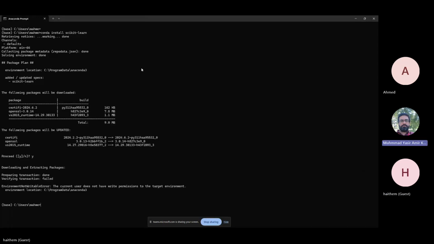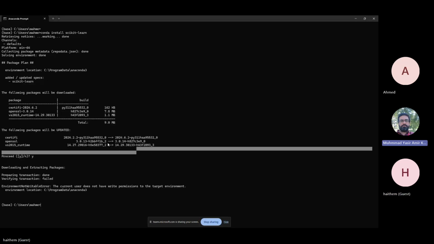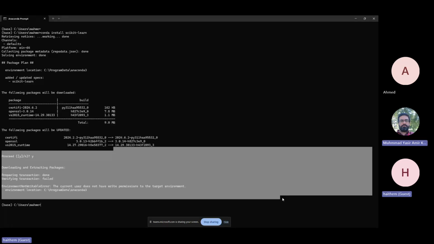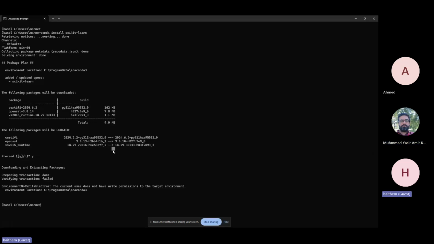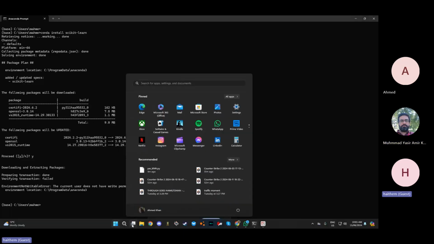Okay, now you can restart your Spyder IDE. Verifying transaction failed. Environment not writable error. Current user does not have write permissions to target environment. Preparing transactions done. You basically have to install after logging in as administrator. If you log in with the administrative rights, then you do it again. I don't think there's another account. Yeah, there's no other account.